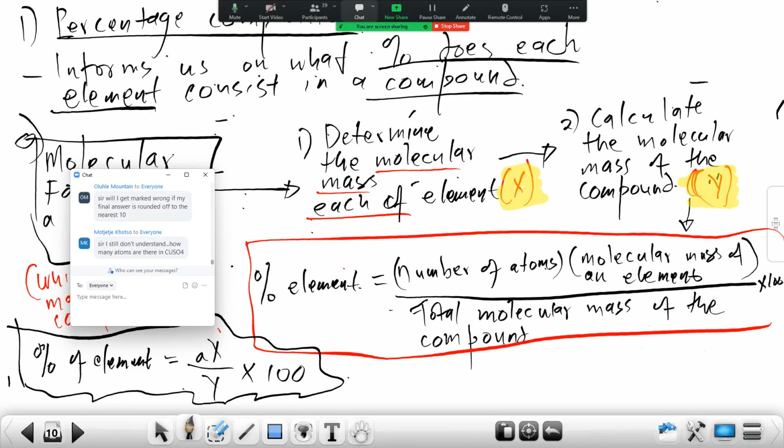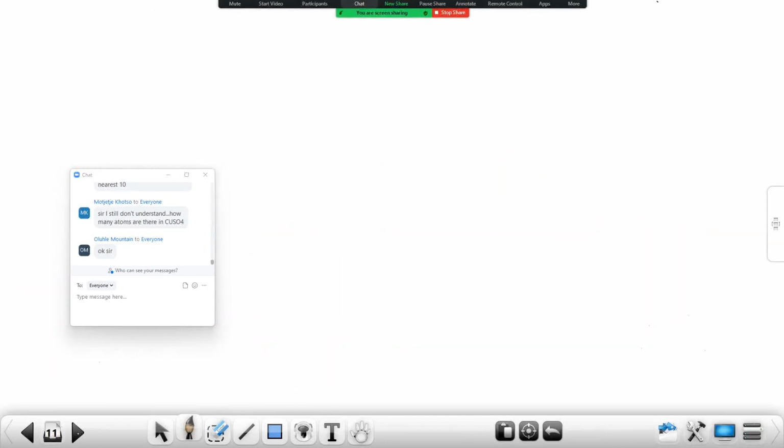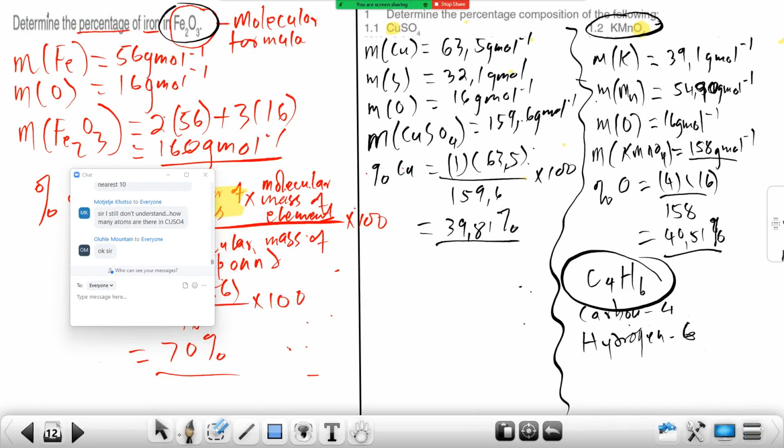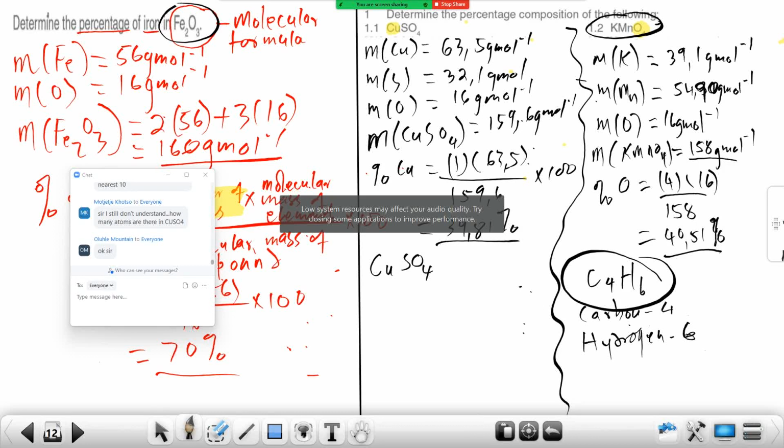Mr. Mocheche Khotso, I see your question again. Let me try to follow up on it. I still don't understand how many atoms are there in copper sulfate. Okay, Tate Mocheche, let's look at copper sulfate. Let me remove this, and then we write copper sulfate for you. CuSO4. That is the formula for copper sulfate.